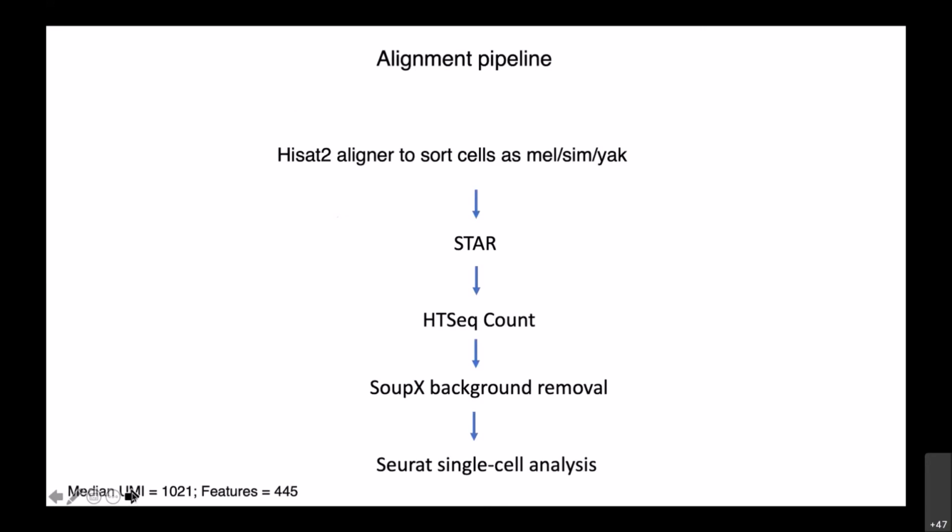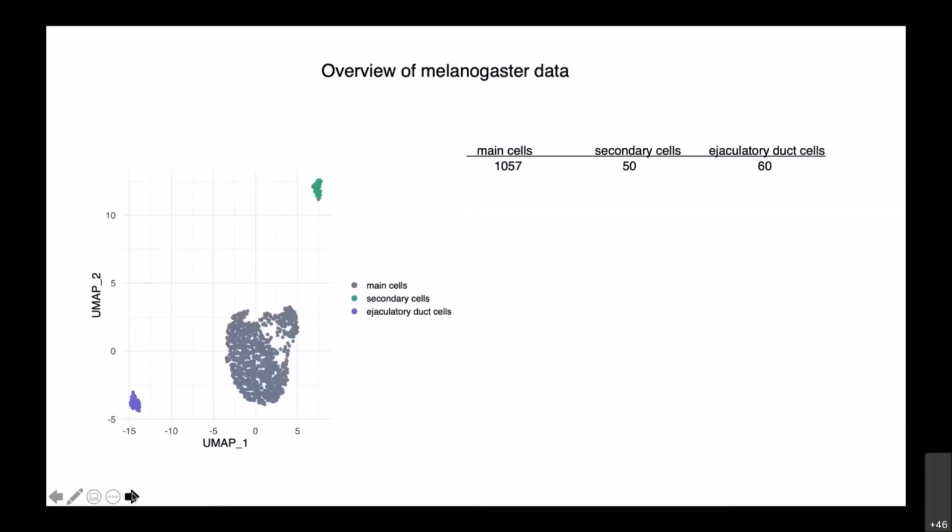So let me show you some of the data that we generated from this. On the left, you see a UMAP plot, which is a dimension reduction visualization technique for seeing basically how many different cell types you have in your single cell data. You can see right here in the middle of the UMAP plot is the large cluster. That's the main cells. And we identified these cell types by what's known in the existing literature about genes that are expressed in a very biased way in these different cell types. You can see in the upper right the secondary cells, relatively few, and you can see in the lower left the ejaculatory duct cells.